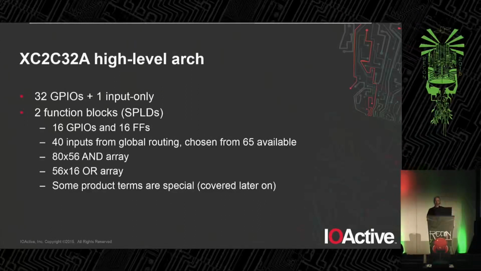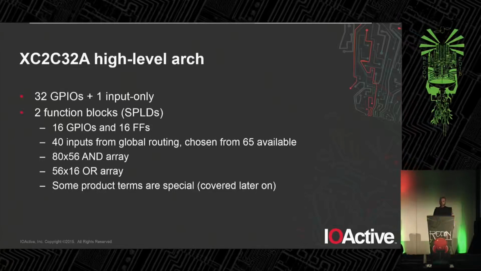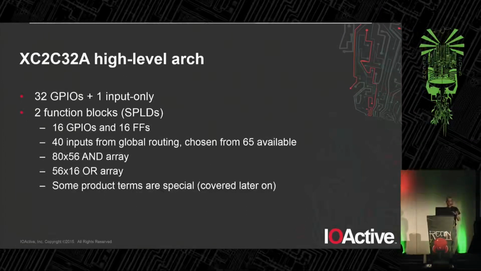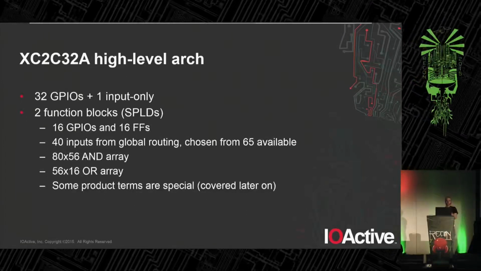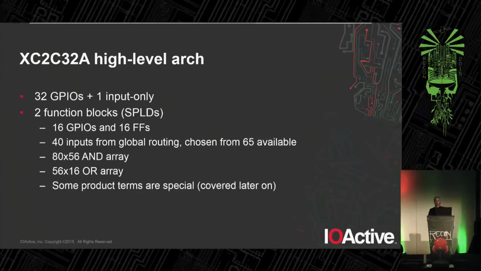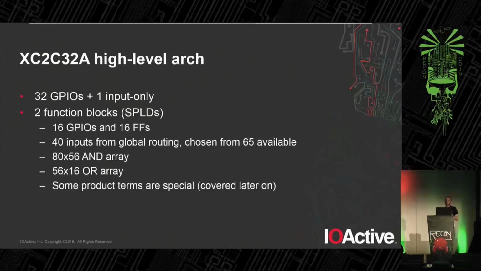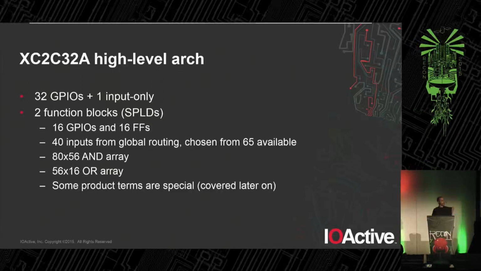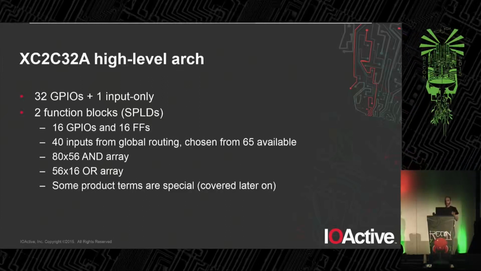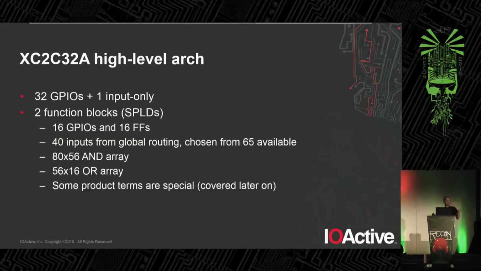And then the remainder of the device is 2 function blocks, which are basically SPLDs. Each one has 16 GPIO pins, 16 flip-flops. Of the 65 signals in the global routing, so 32 IOs, 32 flip-flops, plus one input only is 65, we pick 40 of those, feed those into an 80 by 56 AND array, then a 56 by 16 OR array. This is all documented in the datasheet. What's not documented is, okay, we can make a technology mapped netlist. We know, okay, I have these inputs ANDed together, these outputs ORed together. Now, how do I actually make the chip do what I want?